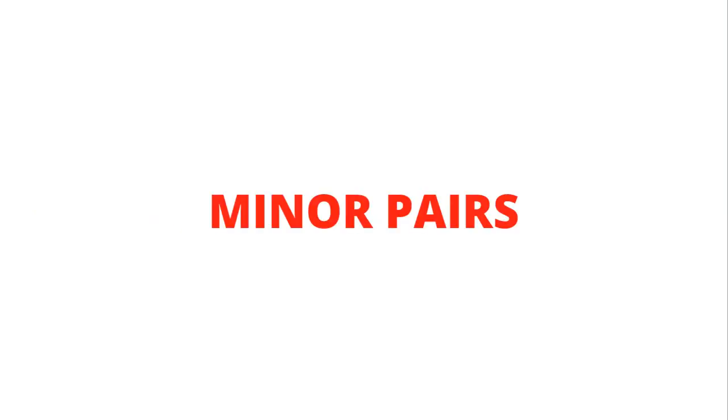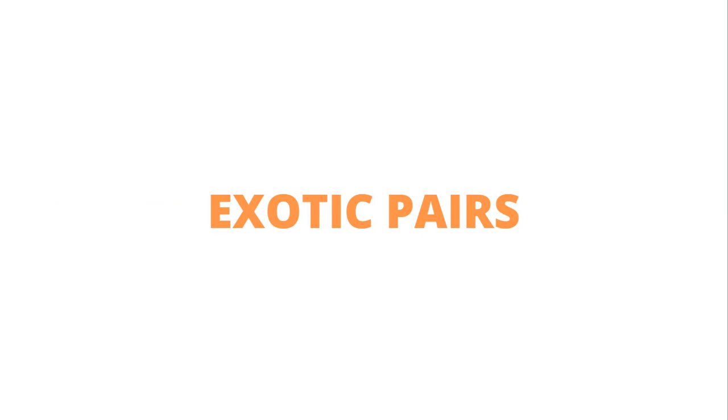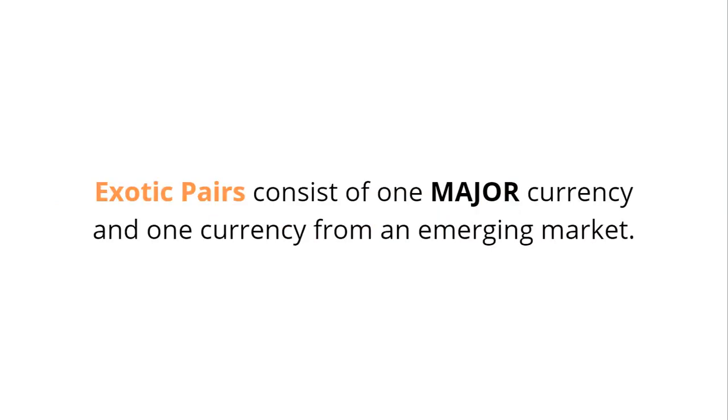And what are minor pairs, right? You have your minor pairs. Cross pairs that involve any of the major currencies, these are known as minor pairs. All right? So if you hear me refer to a pair as a major or a cross or a minor, now you'll understand what I'm referring to. What about those exotic pairs? What are exotic pairs, Greg? Well, exotic pairs consist of one major currency and one currency from an emerging market, okay?